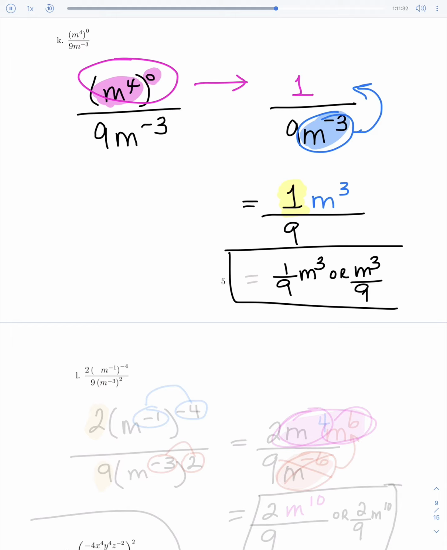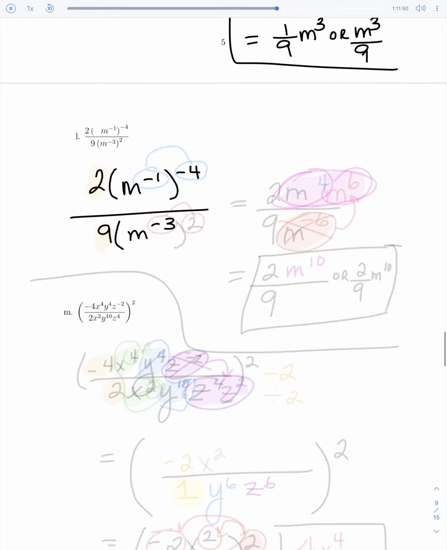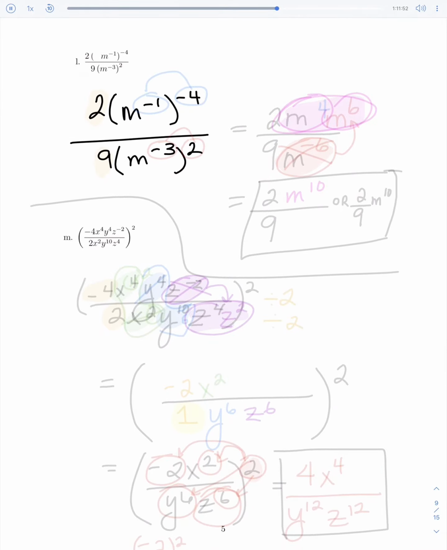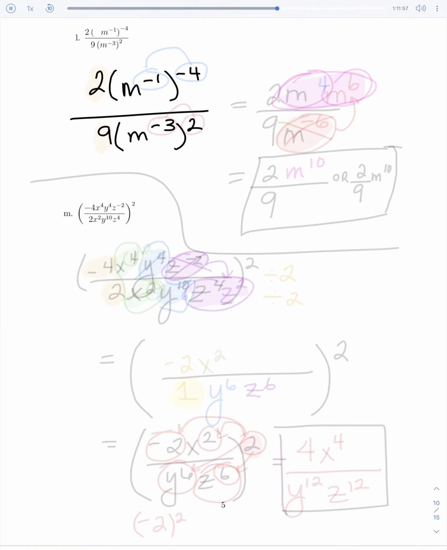Let's take a look at L. On problem L, we have 2 times, with the parentheses, m to the negative 1, to the negative 4, all over 9m to the negative 3, squared. Well, the first thing we want to deal with is our parentheses. We've got a power to a power, which means those parentheses are a reminder that I'm going to be multiplying my exponents. The 2 is out in front, so it's nice and safe.